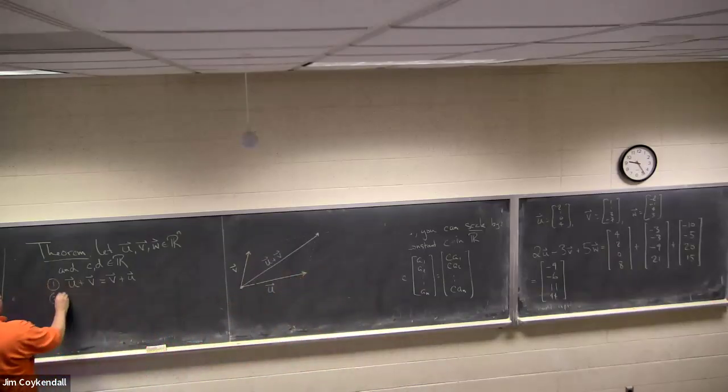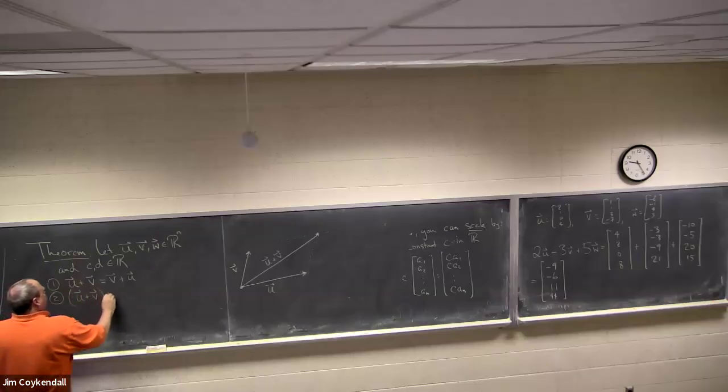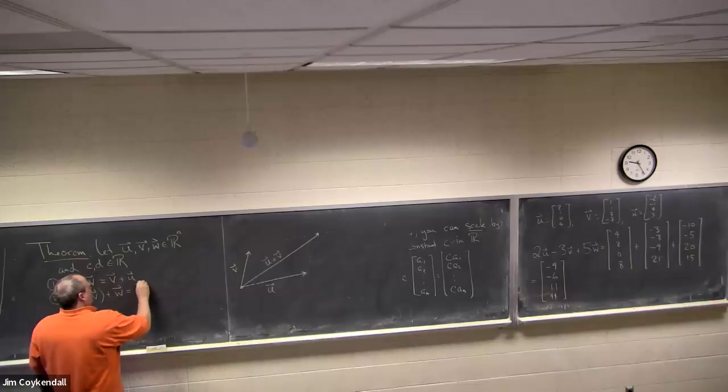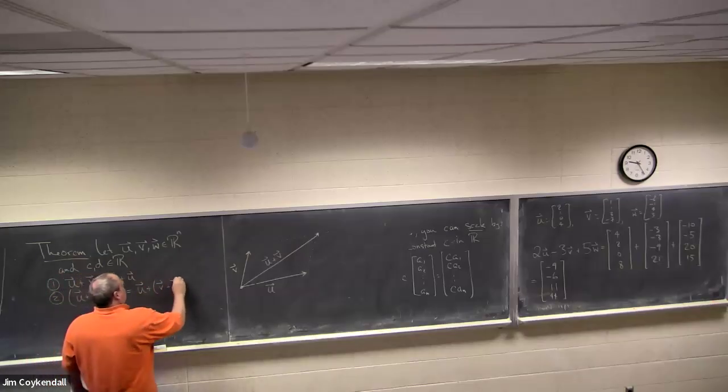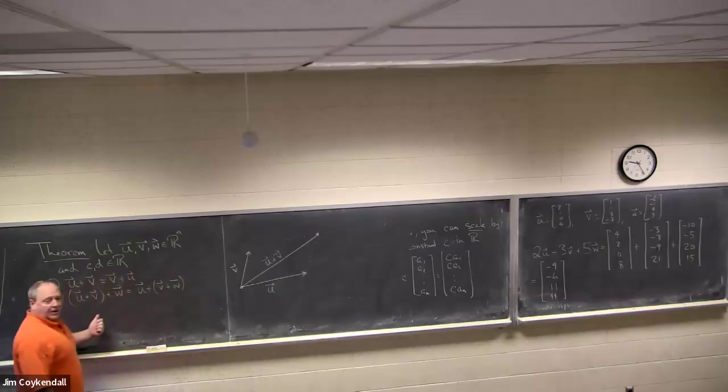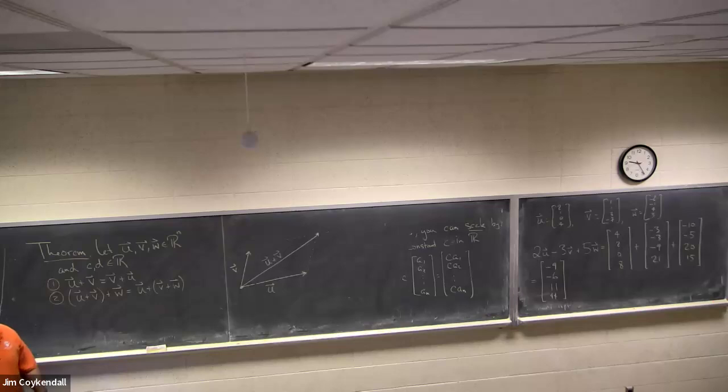Two. This is called associativity. If you're adding more than 2 vectors, it doesn't matter which 2 you combine first. That is, U plus V plus W is the same thing as U plus V plus W. Doesn't matter which 2 you put together first, it all comes out in the wash.